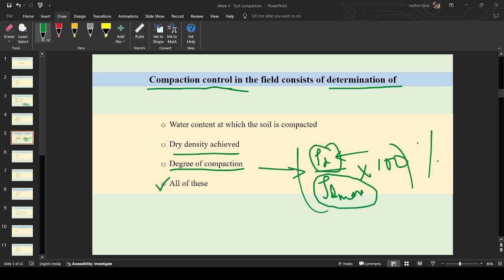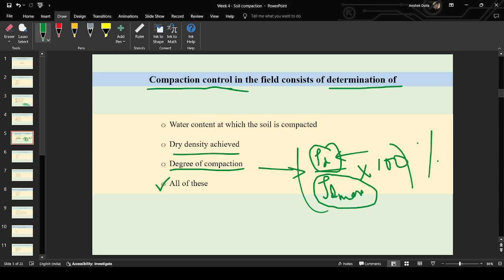Yes, still I'm not talking about the denominator, sir. Rho max is a laboratory parameter, that's okay. But when it comes to the numerator, rho d in the field, we use a core cutter or sand replacement to find out. In that, these two answers indirectly will come into the picture, no? Water content and dry density. Dry density will come in the picture. Like when we are doing that, dry density, moisture content is there. Okay, when you find the degree of compaction.